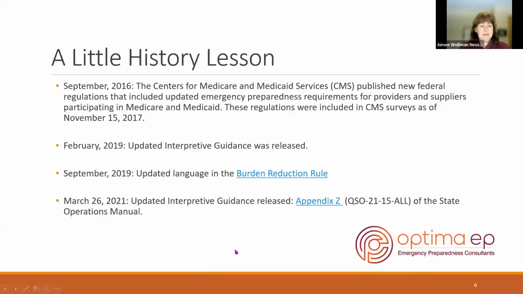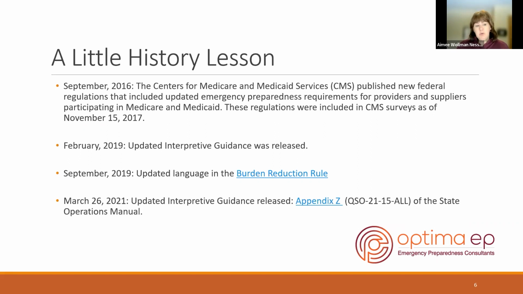So, a little history lesson. In September of 2016, the Centers for Medicare and Medicaid Services published a new federal ruling that talked about emergency preparedness for agencies that are surveyed and regulated by the CMS. Those were 17 different provider types. That ruling didn't go into effect until 2017, which is the date at which point you could be cited for not having the emergency preparedness rules and regulations integrated into your organization.